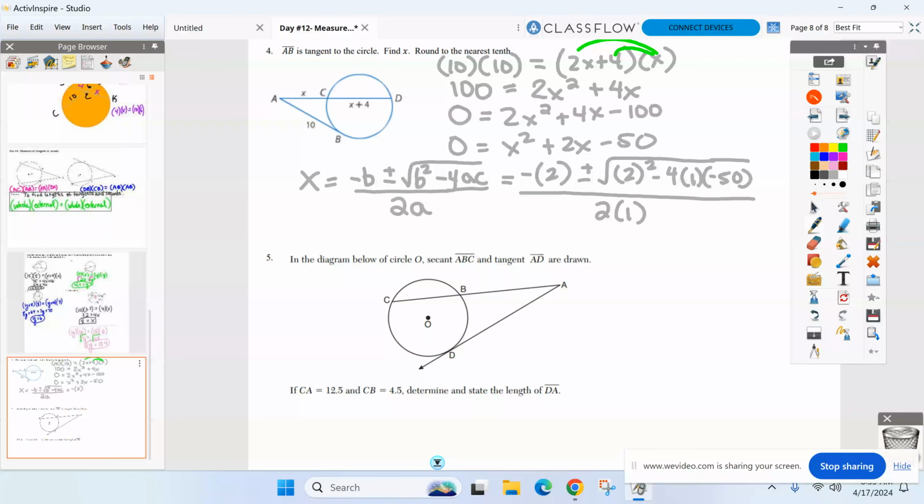Again, your calculator doesn't have a plus or minus button on it, so you're going to have to do this calculation twice on your calculator. One using the plus, one using the minus. And then check out the rounding directions again. Round to the nearest tenth. Not simplest radical form. Nearest tenth. So make sure you do it twice, one with the plus and one with the minus. And make sure it's all over 2 times 1, not just the radical.